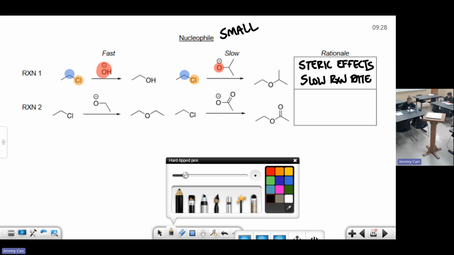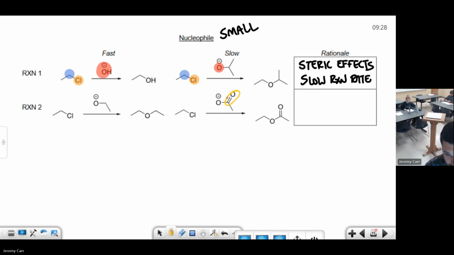But then if we repeat this experiment with acetate, that's what this is, what you notice here is that the reaction goes a little slower. Okay, so why? What's actually happening here? What's the difference between ethanol and acetate? I'll give you a huge hint. You ready? That carbonyl right there, that's a big problem.